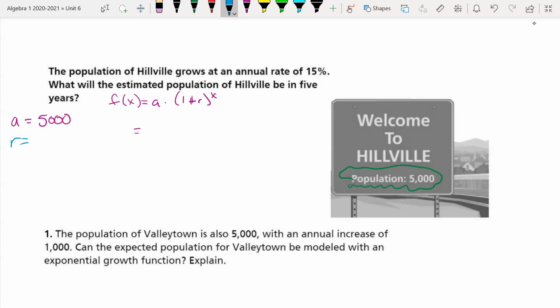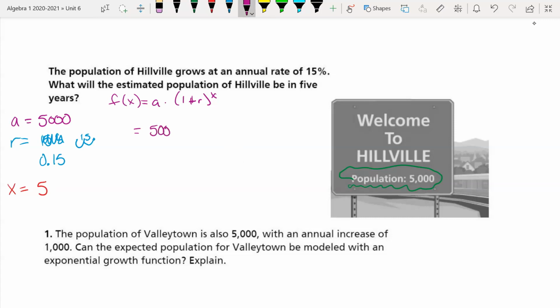Our R is 15%. However, we always convert the percent to a decimal, so we're not going to use 15%. The decimal is right here on the right, and I want to move it 2 to the left to make it a decimal, so I'm going to use 0.15 as my R. I think that's probably the hardest part when we do growth and decay: you got to convert the percentage to a decimal, so you always move it 2 to the left. And then the last thing is your time, which in this case is 5 years, so that's my X. So now we just plug it all in.